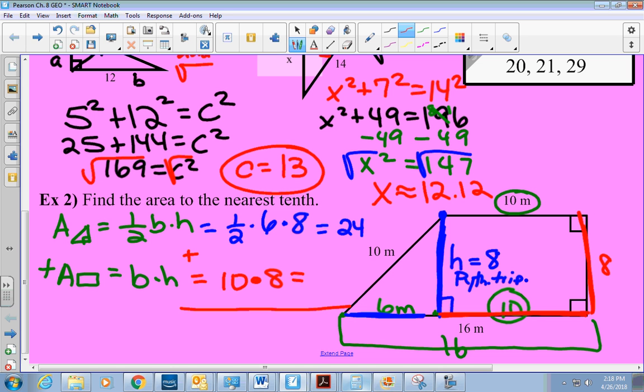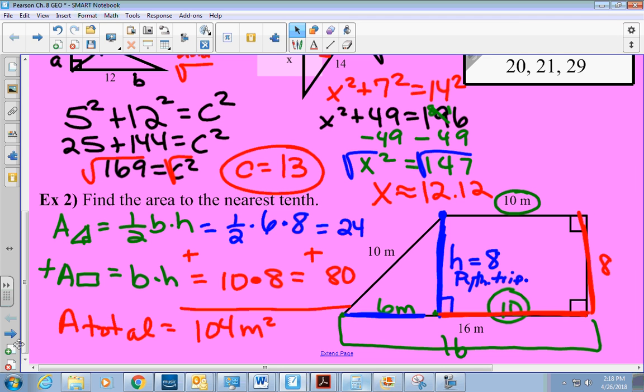Easy peasy. Are you ready? Ellen, you ready? 8 times 10. 80. Isabella, 24 plus 80. It is 104 meters squared.